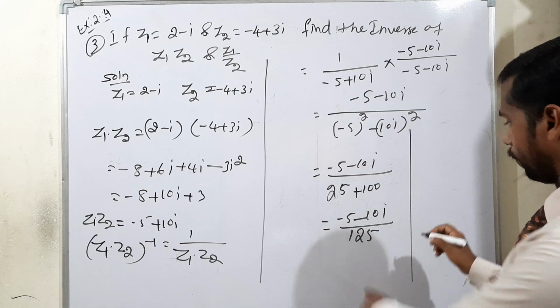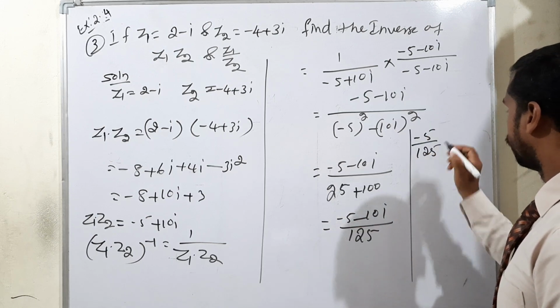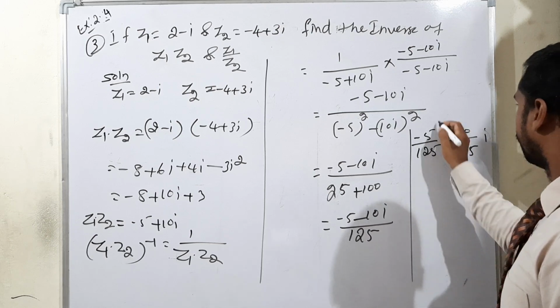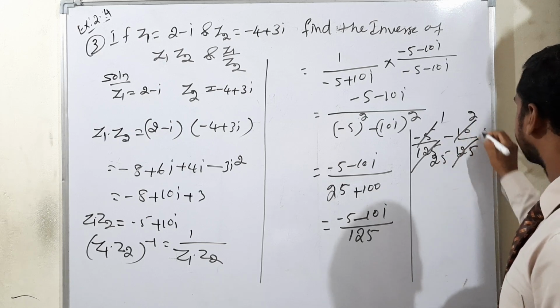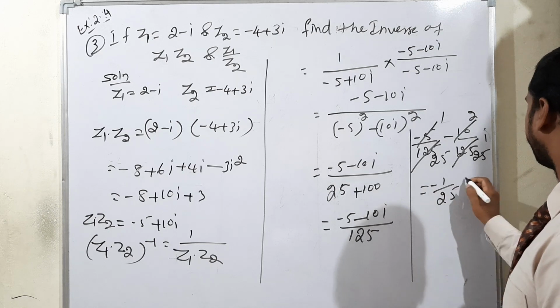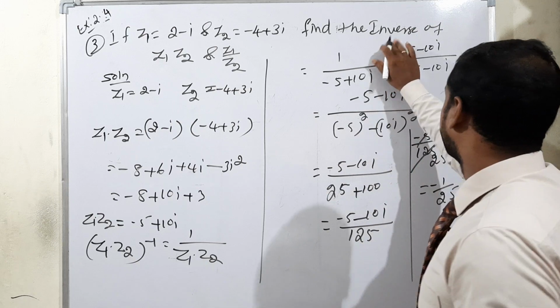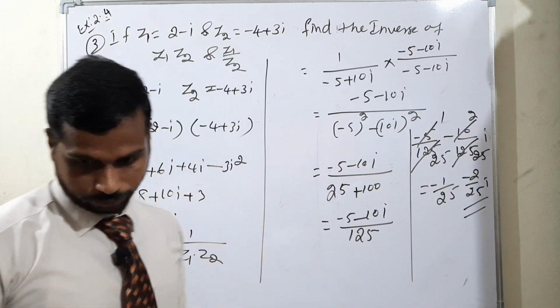Then if you make it separate terms, minus 5 by 125, again minus 10 by 125i. 5 and 125 means 25 times, 10 and 25 means 2 by 25. Therefore, the answer will be minus 1 by 25 minus 2 by 25i. This is the first part, isn't it? The inverse of Z1 and Z2.